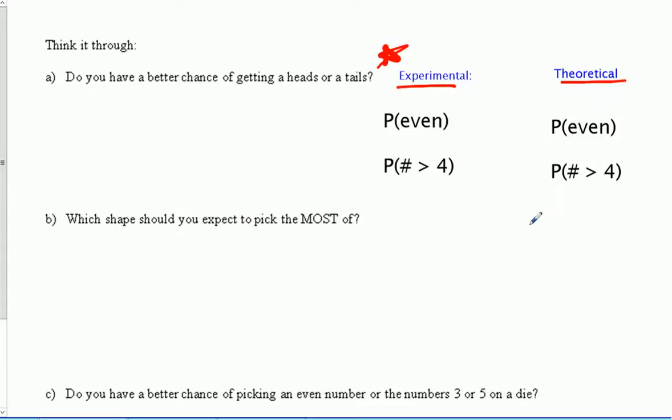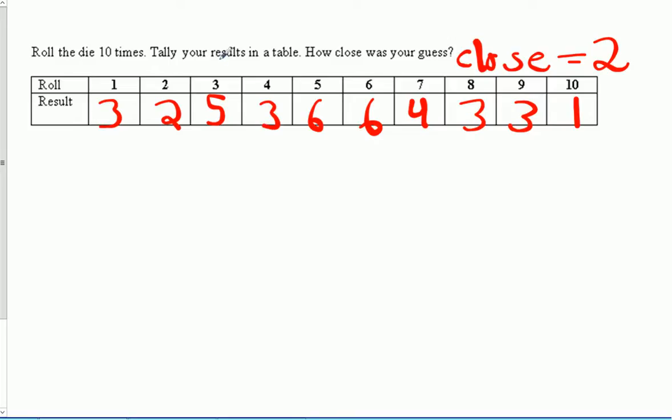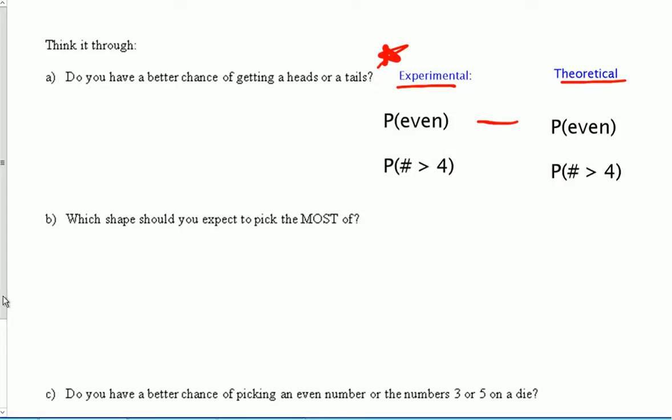Okay, once you have them copied down, I want you to think about them. Try to do these by yourself. The experimental is based on the experiment you did. So look at what you have in your chart. I want you to tell me what is the probability of picking an even number based on your information, based on your table. What was my probability of picking an even number based on these numbers that I got?